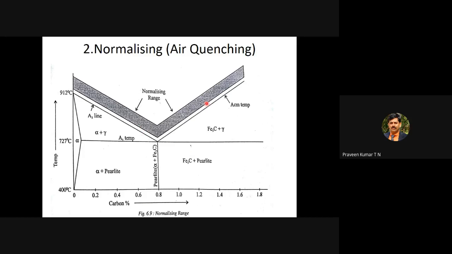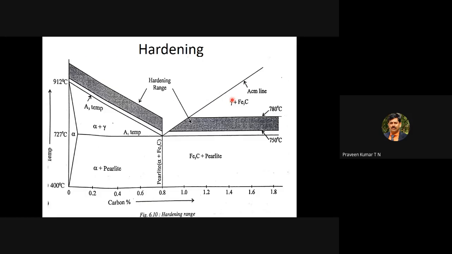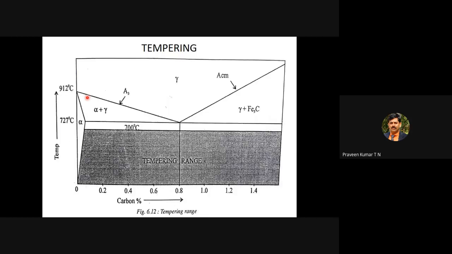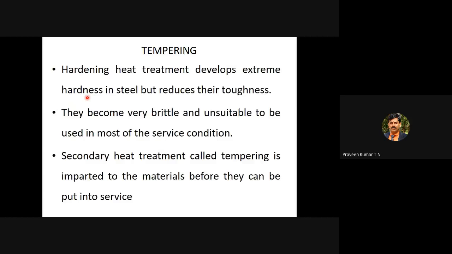The left line is referred to as A1. This is the ACM line. Your hardening process is also a part of your iron carbon diagram. To understand heat treatment, you have to understand the iron carbon diagram. To understand the iron carbon diagram, you have to understand the phase diagram. There's a link. And why I'm showing this diagram is again the tempering process, one more heat treatment process, which should be explained with respect to the iron carbon diagram only.